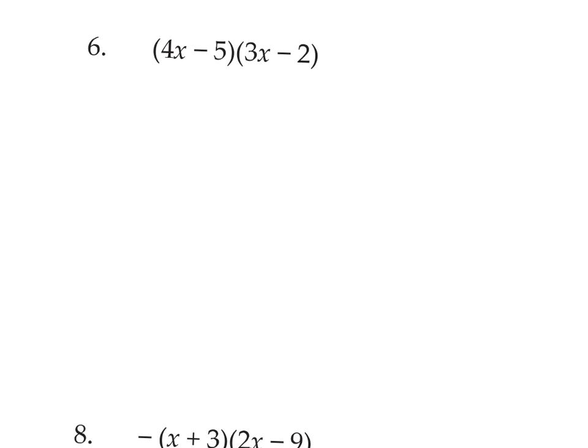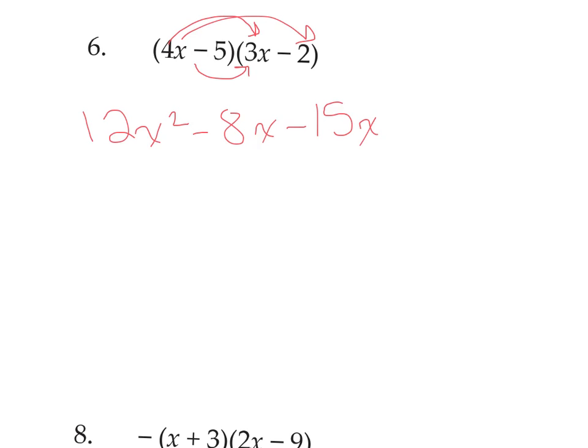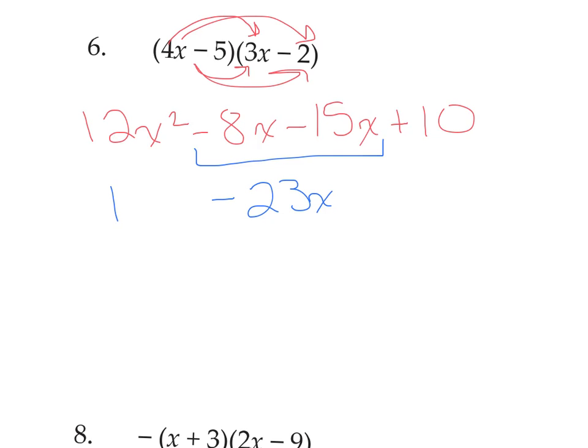Binomial times a binomial, so double distribute. 4x times 3x, 12x squared. 4x times negative 2, negative 8x. Negative 5 times 3x, negative 15x. Negative 5 times negative 2 is positive 10. Negative times negative makes positive. Combine like terms in the middle. Negative 8x and negative 15x makes negative 23x. We still have 12x squared for the first term and positive 10 for the last term.